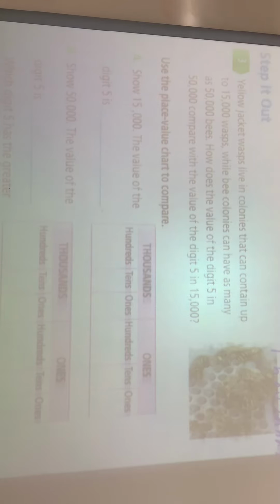Yellow jacket wasps live in colonies that can contain up to 15,000 wasps, while bee colonies can have as many as 50,000 bees. How does the value of the digit 5 in 50,000 compare with the value of the digit 5 in 15,000? Okay, our first read, what's it about? What are the things it's about?